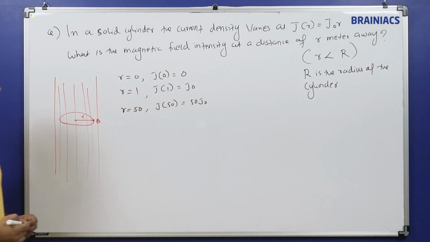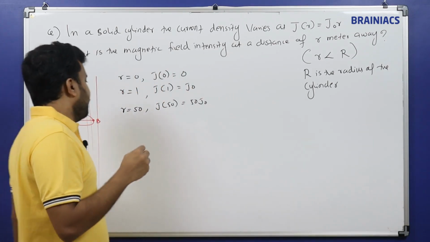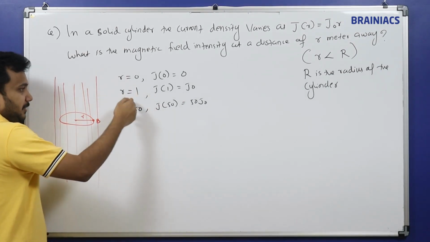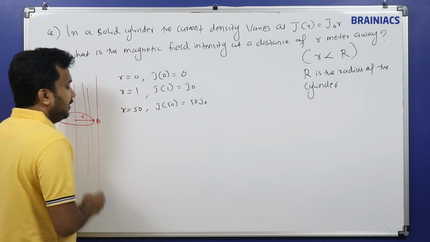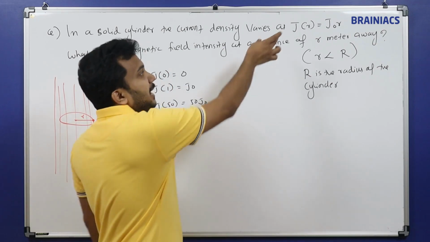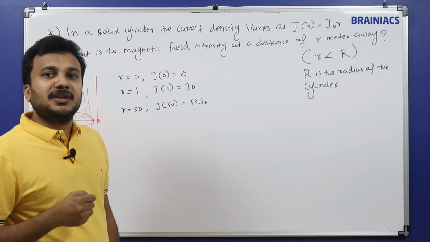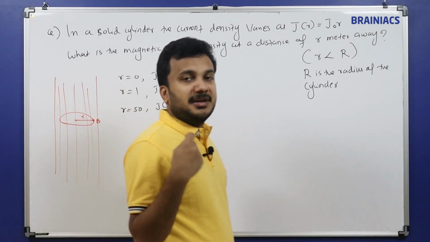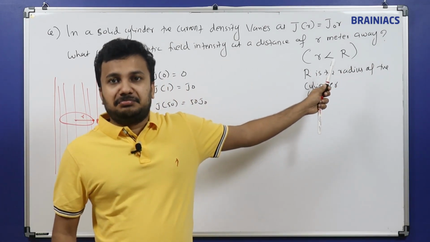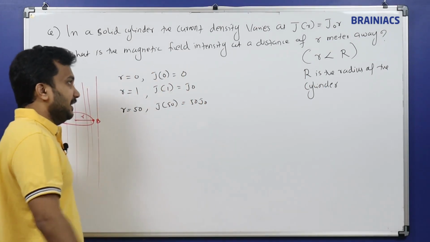Which means what? J is the current density, current per area. So if you are going from the center to away, different meters, 0 meters, 1 meter, 50 meters, 100 meters, 200 meters, the current density keeps on varying, keeps on changing. So this is a mathematical equation. As I told you, some mathematical equations are coming in physics. Definitely integration or differentiation will be involved in the solution. That is a hint for you.